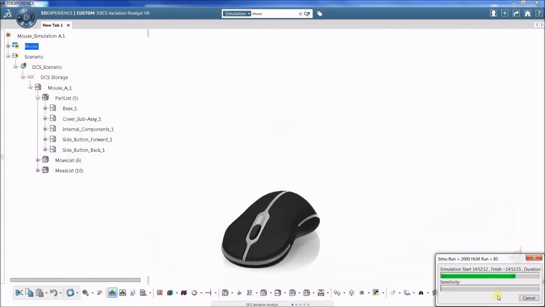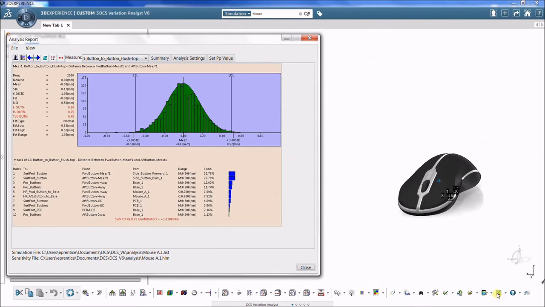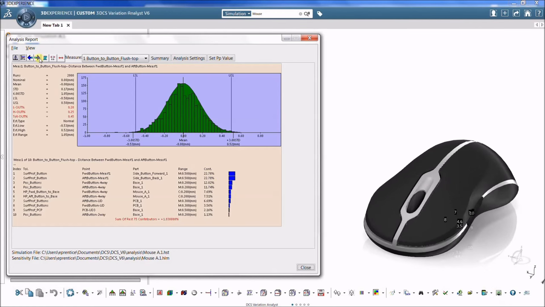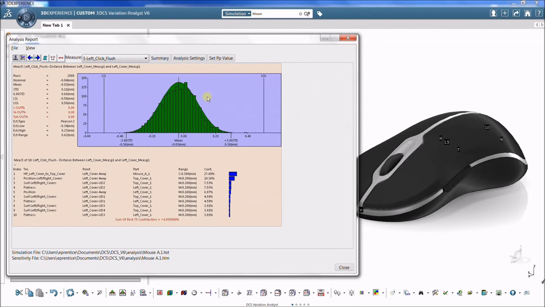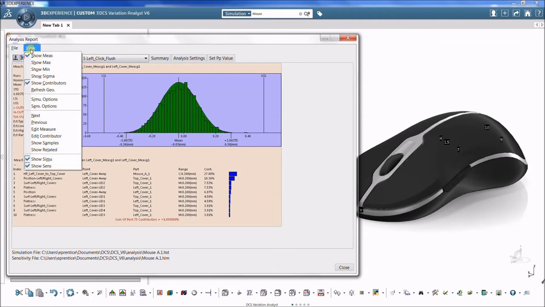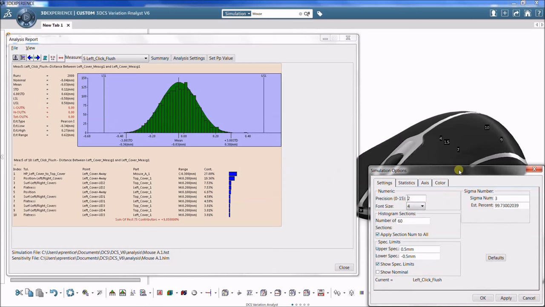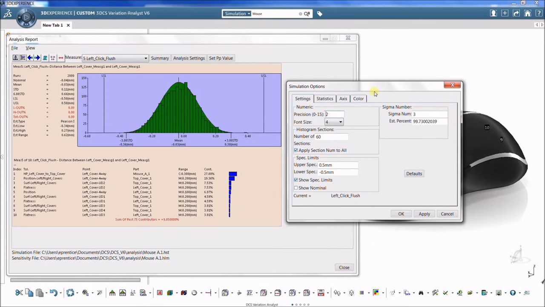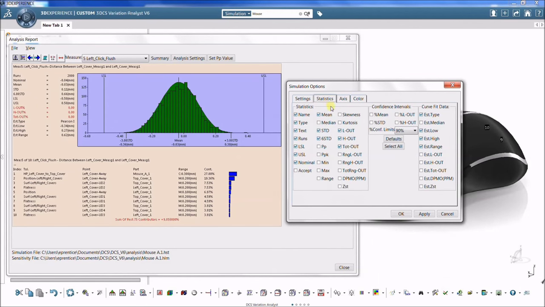The simulation output is presented as a histogram and statistical data for each defined measurement. The histogram plots the frequency that a measurement value should fall within a certain interval. The width of the histogram represents the range of variation of that measurement over all of the simulated builds. The user-defined specification limits signify the acceptable manufacturing range.